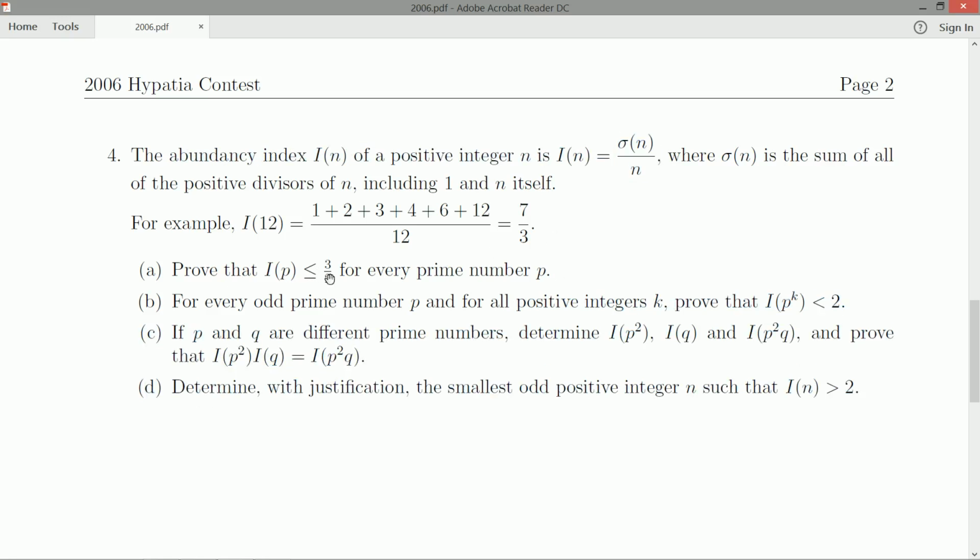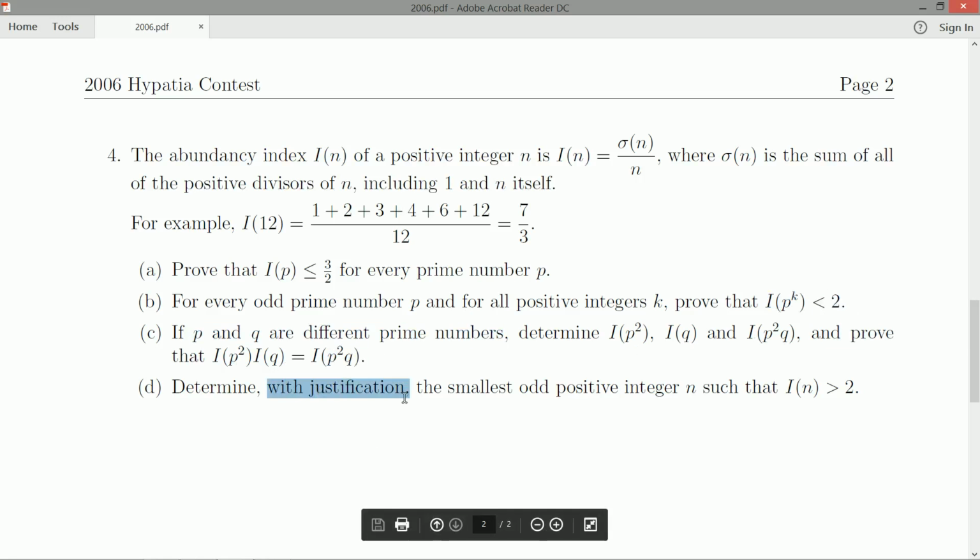So prove I(p) is less than or equal to 3 halves for every prime p. For every odd prime p and all positive integers k, prove that I(p^k) is less than 2. I think maybe I can get a formula for that. Maybe. If p and q are different primes, determine I(p^2) and I(q^2) and I(p^2 q), and prove that I(p^2) I(q) is equal to I(p^2 q). It's something that I called a little while ago.